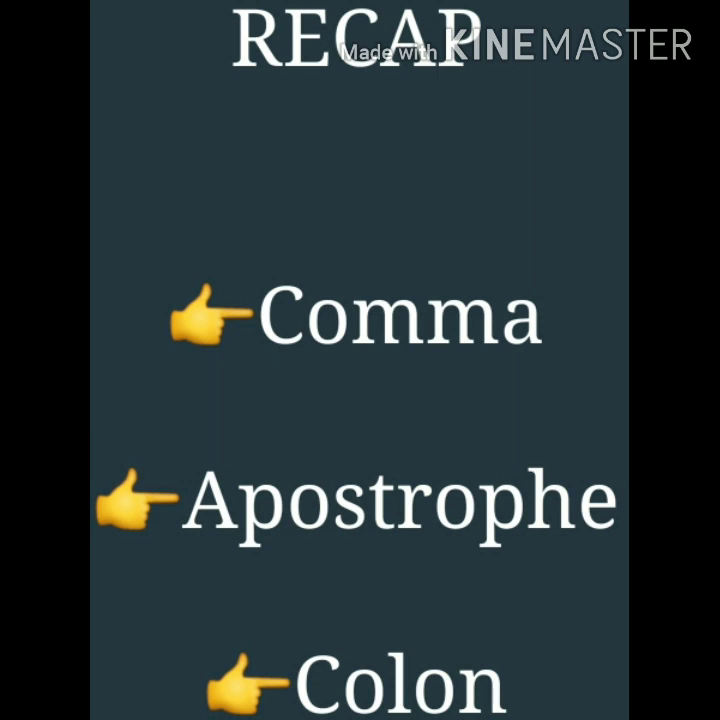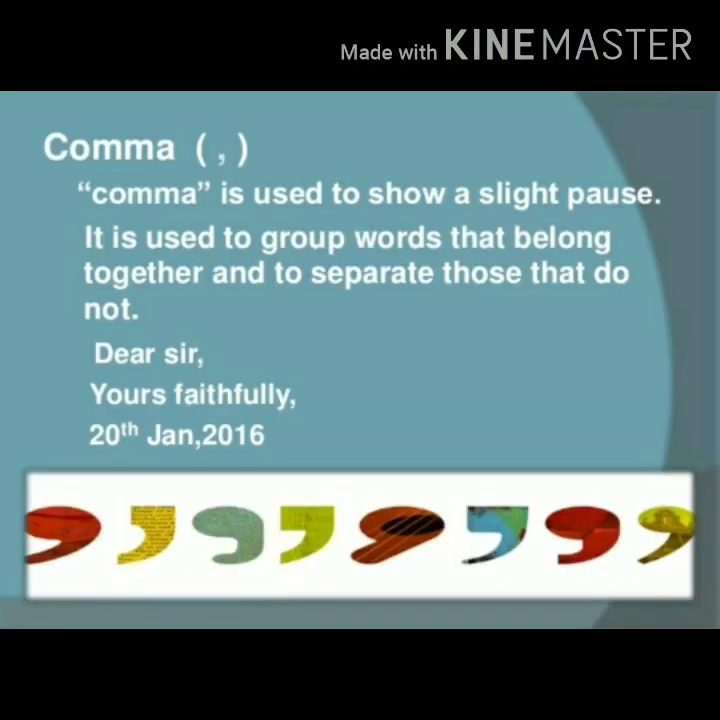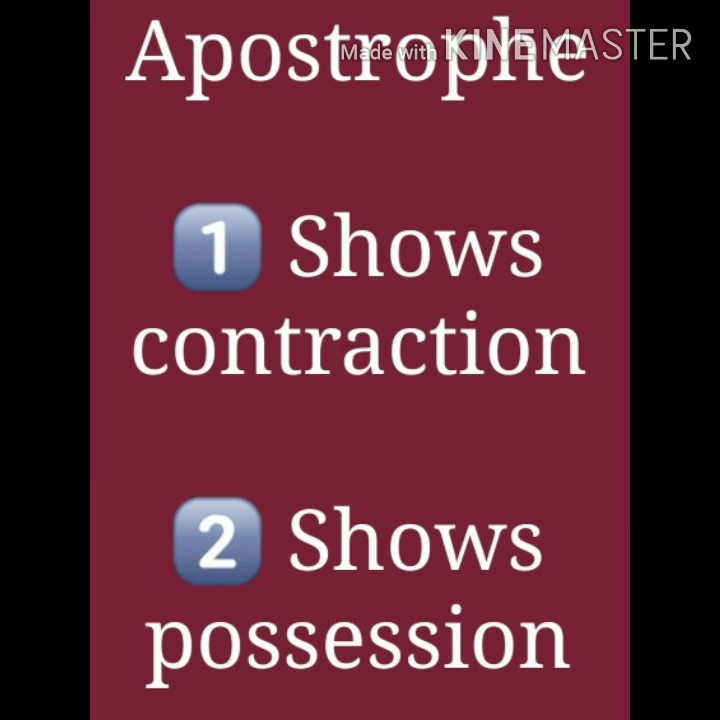Before proceeding, let's quickly revise what we had studied in the previous part. We had discussed 3 punctuations, and those were comma, apostrophe and colon. So the first one is comma. Comma is used to show a small or a slight pause or a normal pause in a sentence, and it also separates a group of words that do not belong together. Next one is apostrophe. Apostrophe basically shows 2 functions. One, it shows contractions, and second, it shows possession.